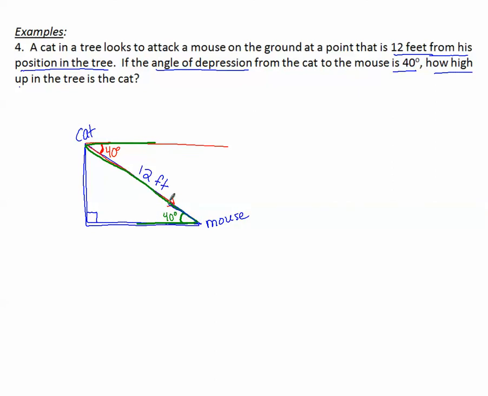Here's our right triangle once again, and we know that angle. What are they asking us to find? How high in the tree is the cat? So how high up, that's what we don't know, that's what we need to find. So here's our picture. We know an angle, we need to find a side, and we're given another side. I'm mixing angles and sides, so what does that mean I use? SOHCAHTOA.